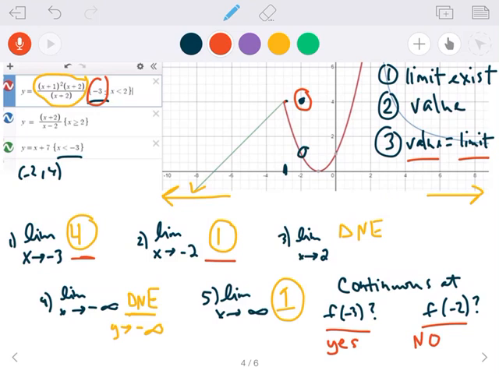And if you were using the formal definition of continuity, you'd need to write out these things. The limit exists, the value exists, but the limit and the value are not the same. If you were writing out your explanation for the previous problem, f of negative 3, you would say the limit exists, the value exists, and the value and the limit are the same.